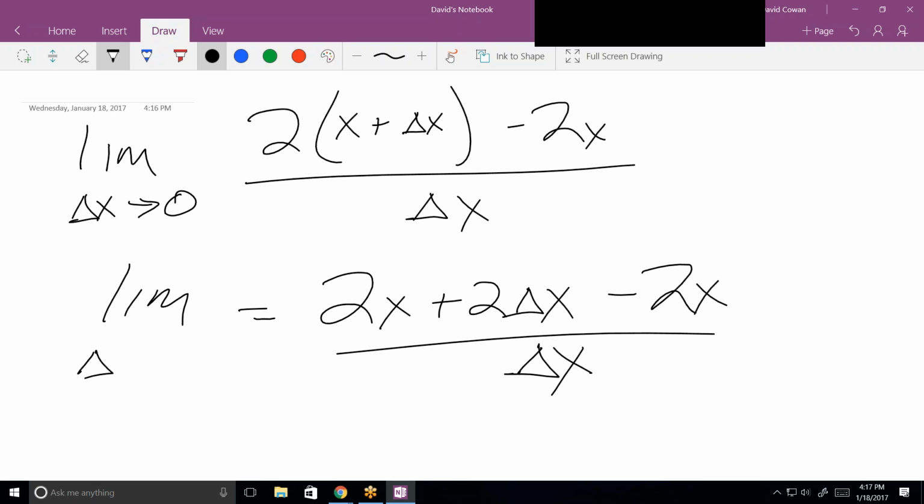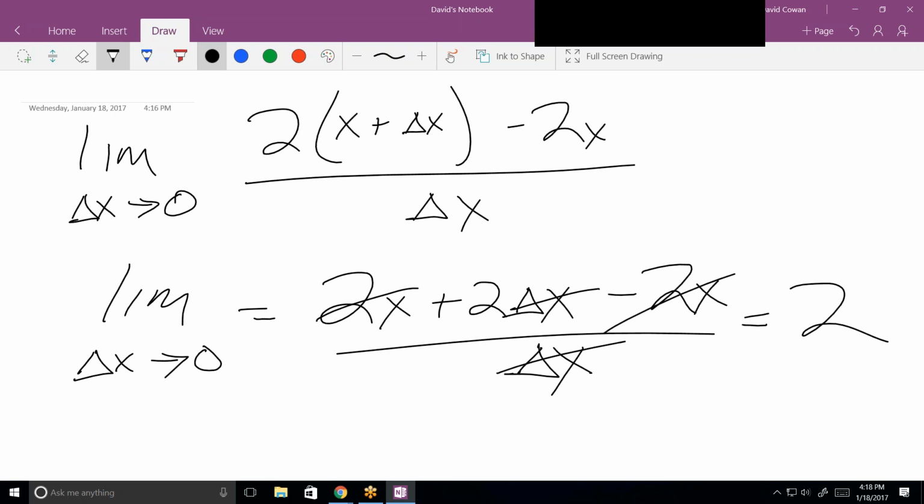2 delta x over delta x. Yeah, that cancels. In other words, there's no x left. And the delta x's cancel, so that actually goes to 2 as delta x goes to 0.